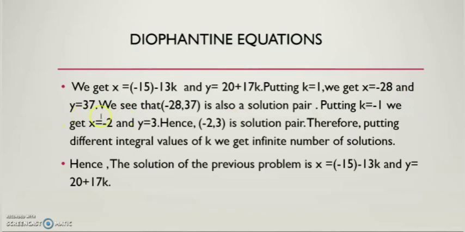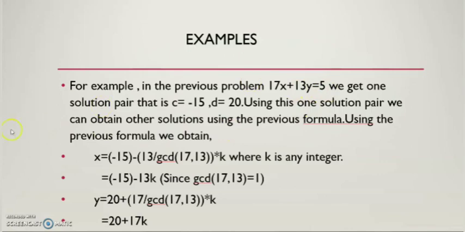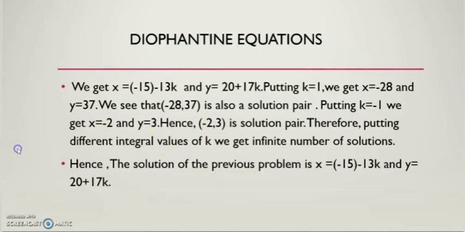And if we put these values into the equation, that is 17x plus 13y equals 5, you see that the equation is satisfied. If you check it by yourself, putting x equals minus 28 and y equals 37 in the equation 17x plus 13y, you get 5. The equation is satisfied. That means this is also a solution pair. Putting k equal to minus 1 we get x equals minus 2 and y equals 3, and this is also a solution pair. Therefore putting different integral values of k we get an infinite number of solutions. So the solution of the previous problem is in this format.